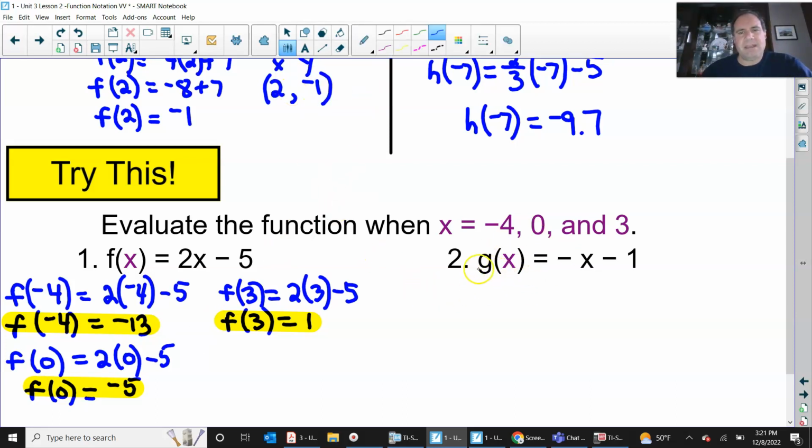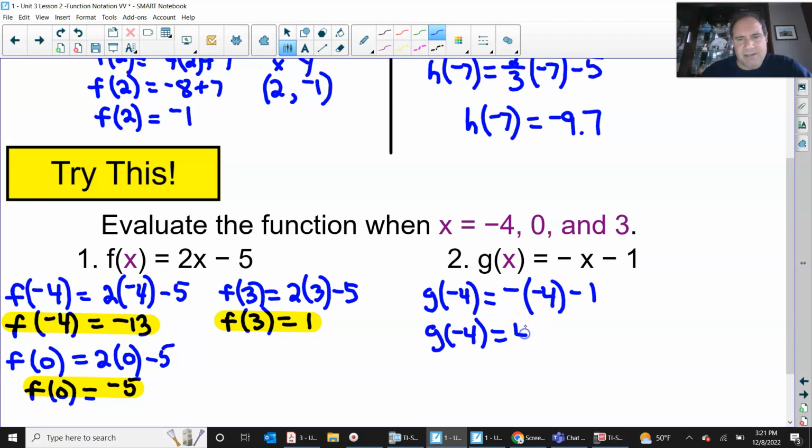So we're going to do the same thing in g of x, and substitute again. G of negative 4: we substitute that in, and then we take this negative right here from the function itself. G of negative 4 now equals negative, and negative negative 4 is a positive 4, minus 1. So g of negative 4 is 3. That's your answer for that.